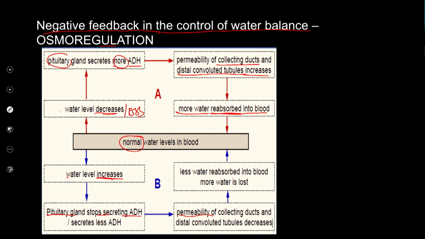Then the permeability of the collecting ducts and the distal convoluted tubules will decrease. So what should happen? Less water should be reabsorbed into the blood. So more water is lost. If water is not reabsorbed, more water will be lost. Once more water is lost, the level of water goes back to normal.